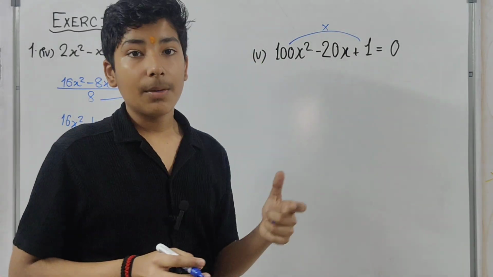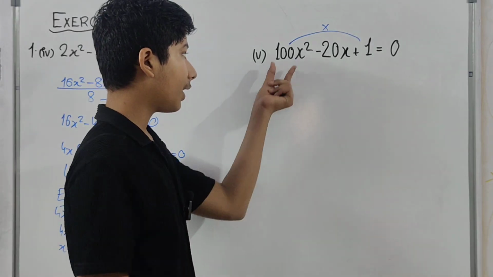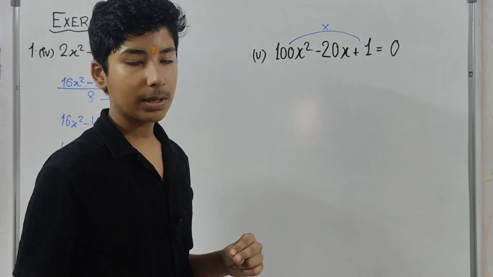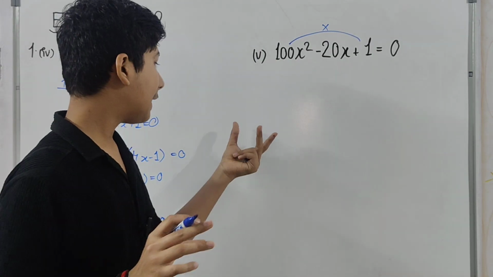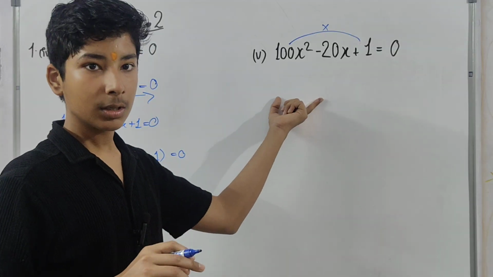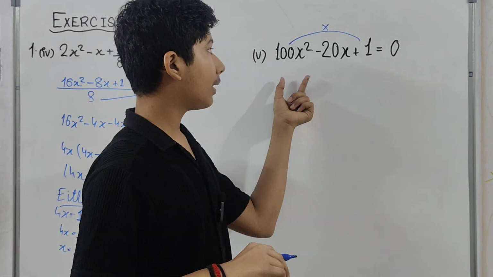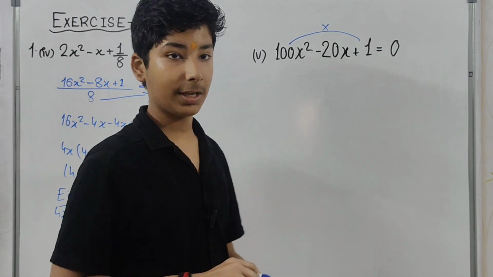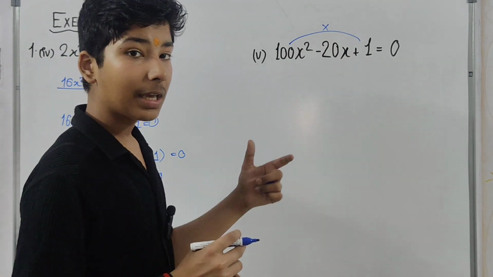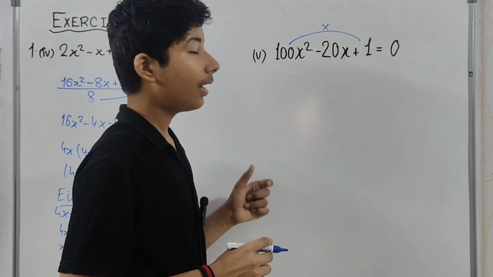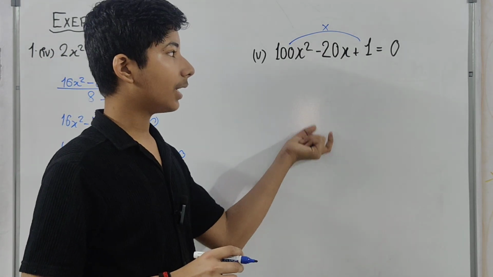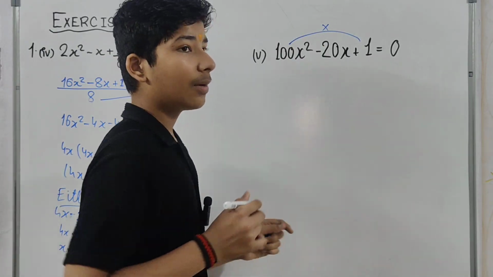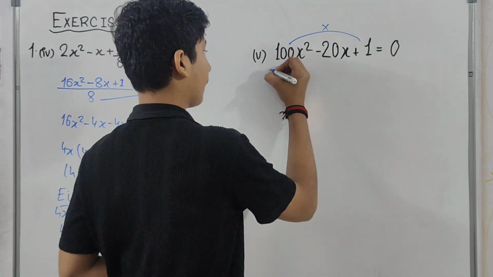So the numbers like 100x square, 100 is a perfect square. So you can say it is the square of 10. You can write it as 10 into 10. So 10 into 10 is 100 and 10 plus 10 is 20. But if we take minus sign, again minus 10 into minus 10 is 100, but minus 10 plus minus 10 is minus 20. So yes, the numbers are minus 10 and minus 10.